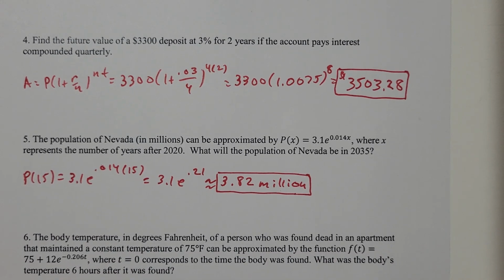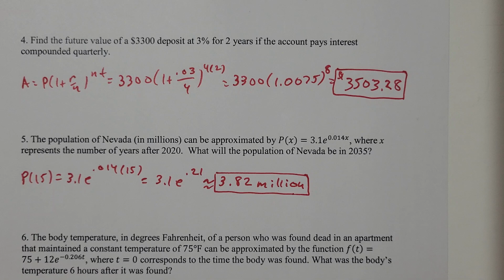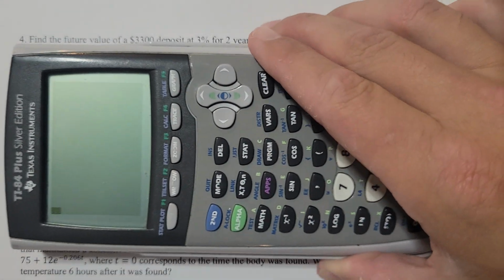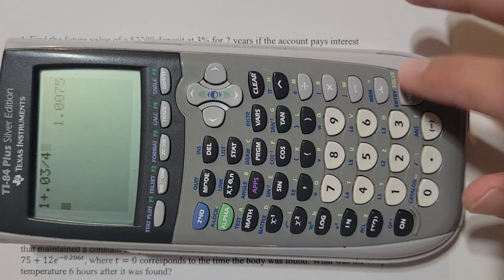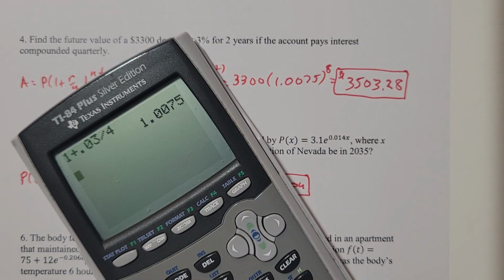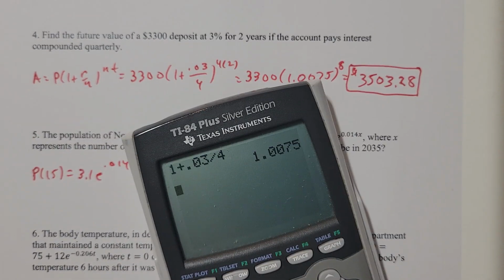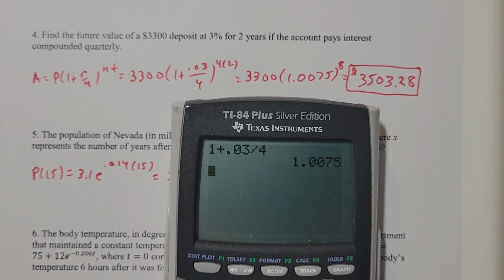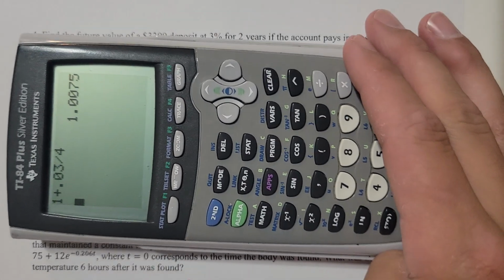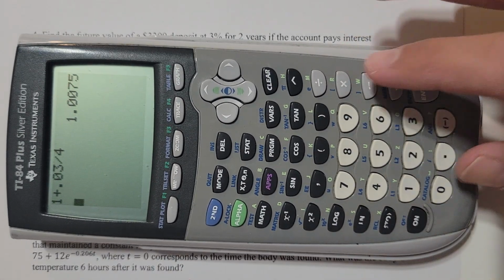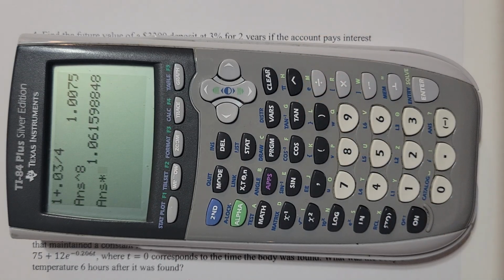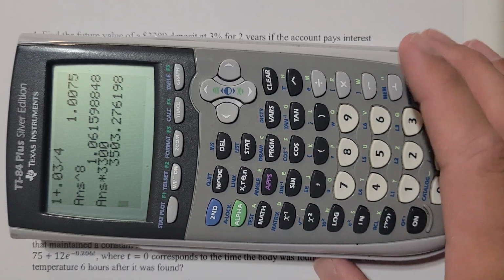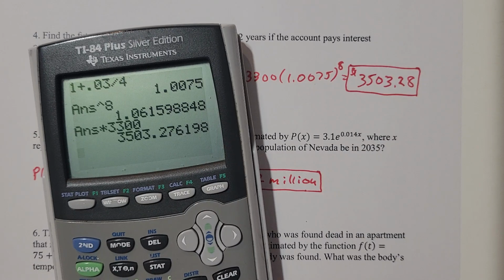So then the next thing that I'm going to do is I'm going to go ahead and type in 1 plus 0.03 divided by 4. And from that, we have 1.0075. And I'm going to raise that number to the 8th power and then multiply that by 3,300. So let's go ahead and raise that to the 8th power and then multiply that by 3,300. So this is what I end up getting there.